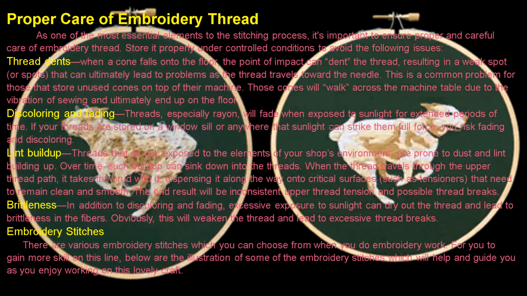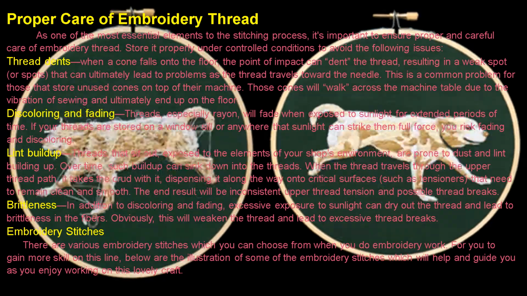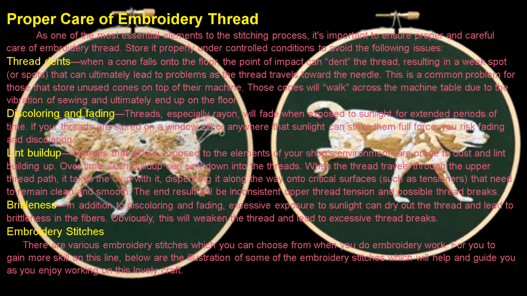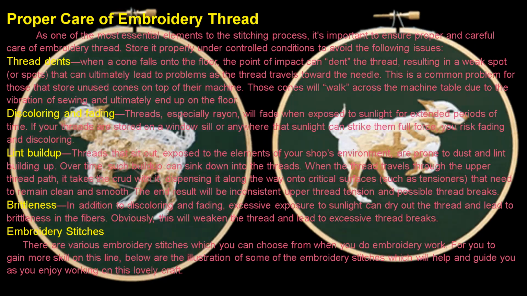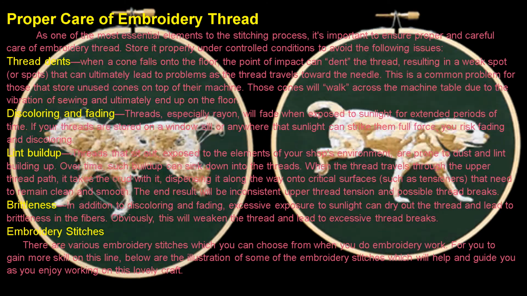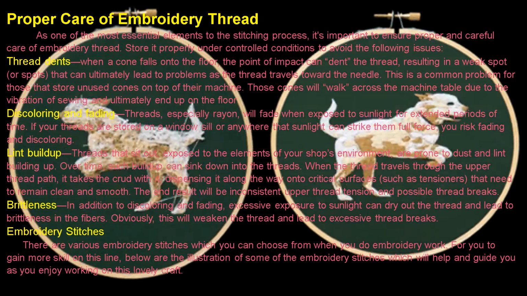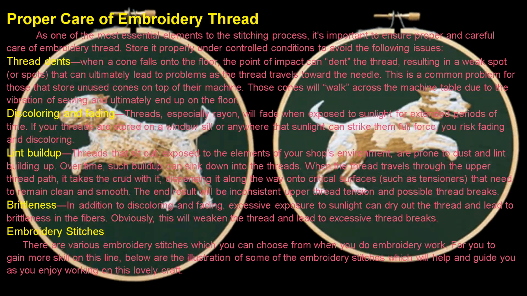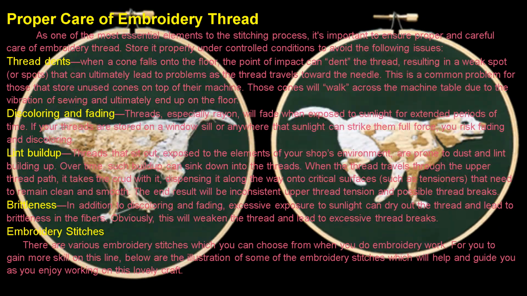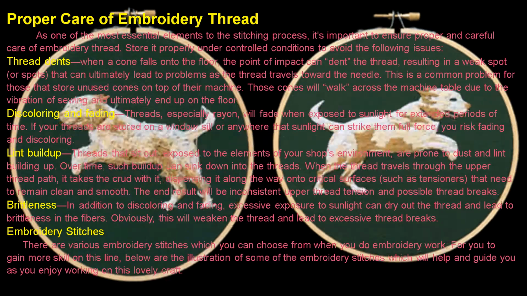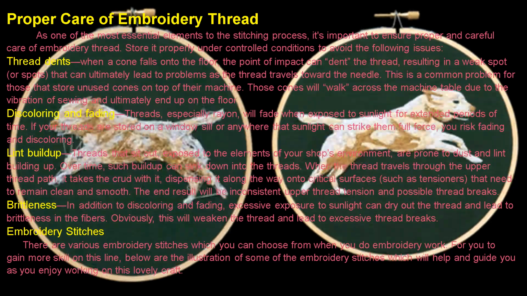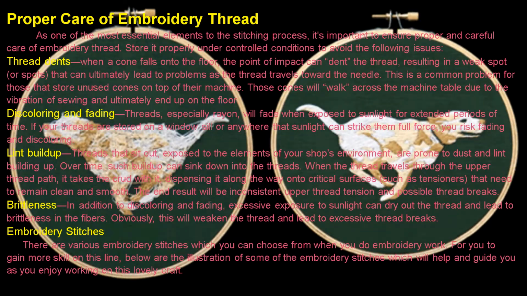Second, we have discoloring and fading. Threads, especially rayon, will fade when exposed to sunlight for extended periods of time. If your threads are stored on a windowsill, or anywhere that sunlight can strike them full force, you risk fading and discoloration. Length build up.